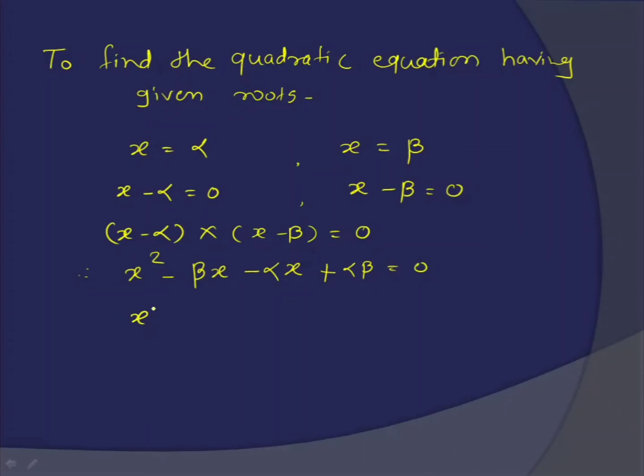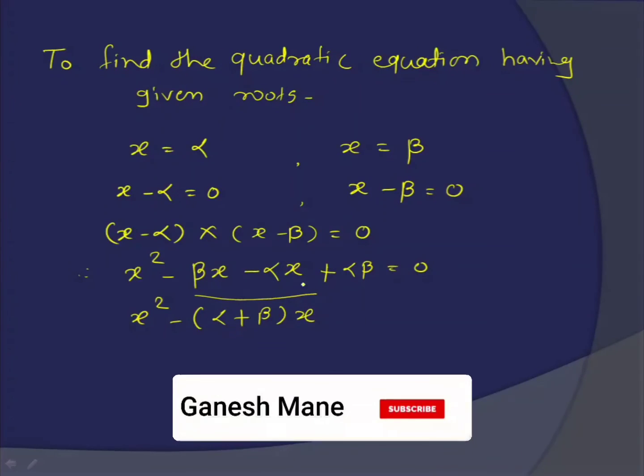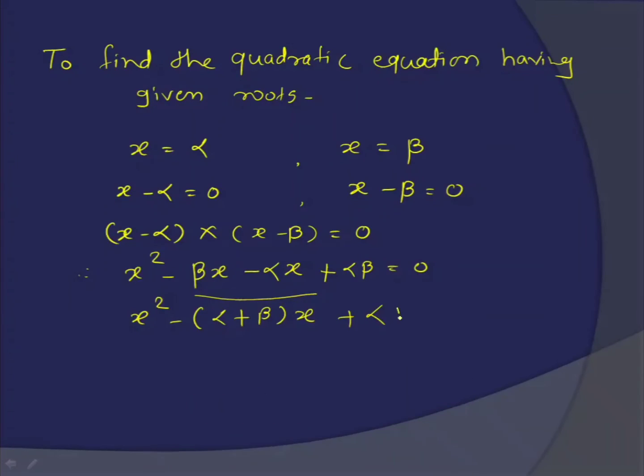Now here, we can take the minus sign common from both of these two terms. It is minus into bracket beta plus alpha, that can also be written as alpha plus beta, into x, because x is common in both the terms, plus alpha into beta, and that is equal to 0. So this is the quadratic equation we can get by having the roots of the quadratic equation alpha and beta.